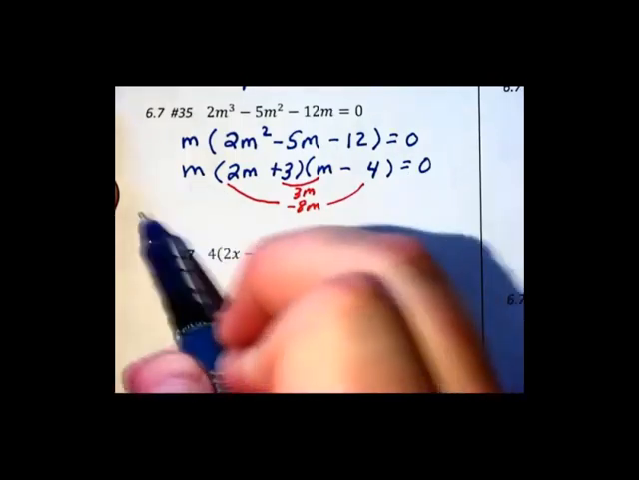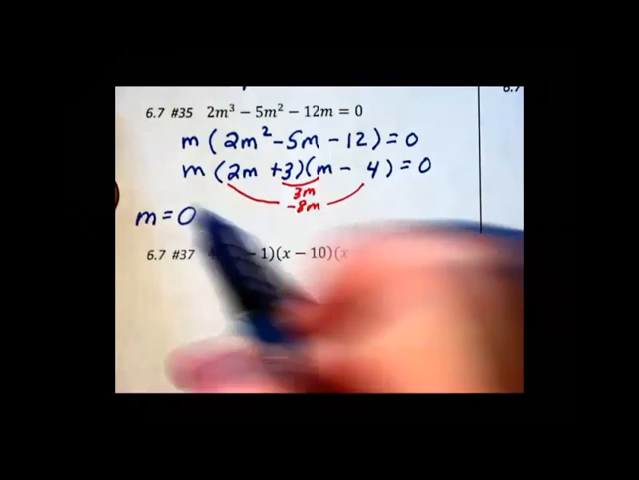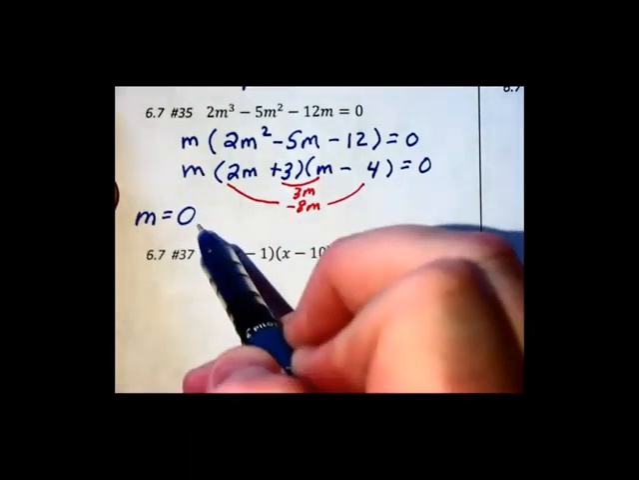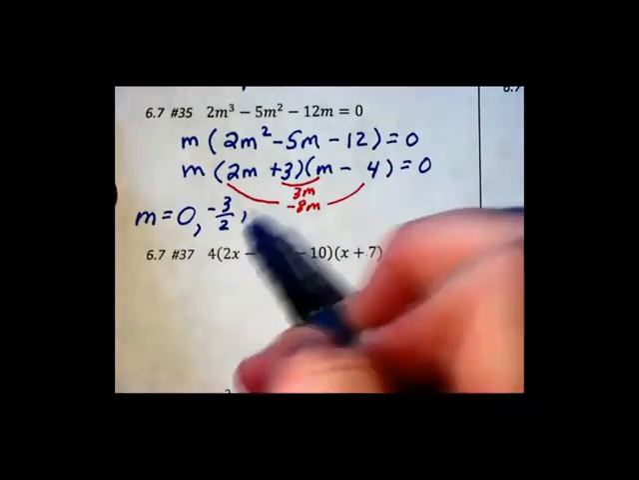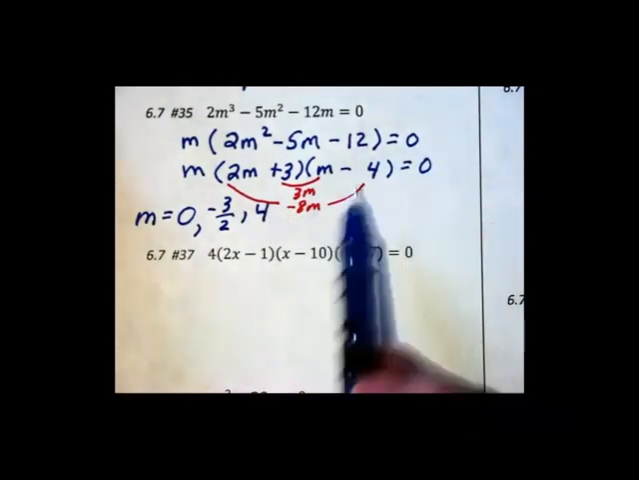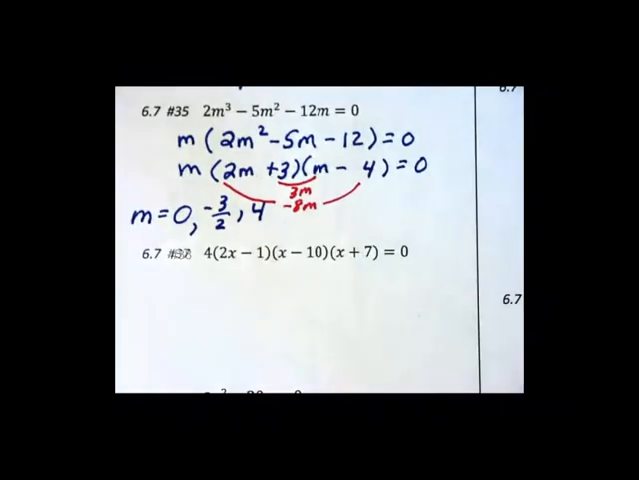So our three solutions in this problem are 0 coming from that m out in front, negative 3 halves coming from the first parentheses, and positive 4 coming from the third parentheses.